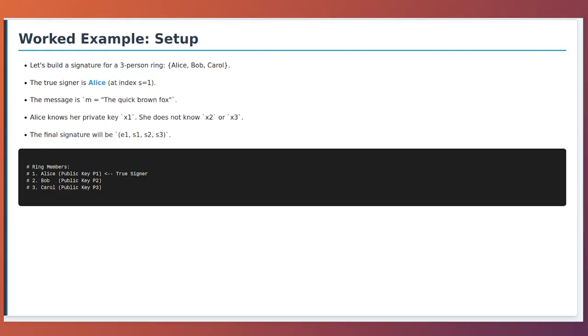For this example, we will represent our hash outputs and responses as simple text for clarity, but in a real system, these would be large numbers derived from elliptic curve operations. Alice knows her private key X1, but she does not know the private keys for Bob or Carol.